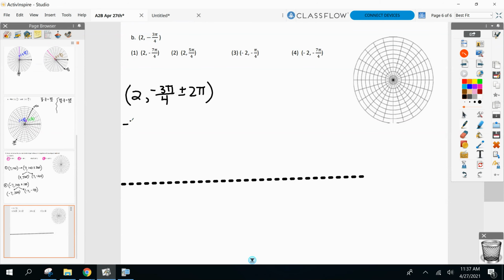Here you go. Ready? Negative 3 pi over 4. Let's add 2 pi first. You guys have done this. What's my common denominator? 4. I know I worked with a lot of you guys yesterday in class. Positive 4. Keep your denominator positive. Negative 3 pi stays the same. What are you going to have to multiply 2 pi by to match your common denominator? 4. Multiply it by 4, so it's going to be negative 3 pi plus 8 pi.